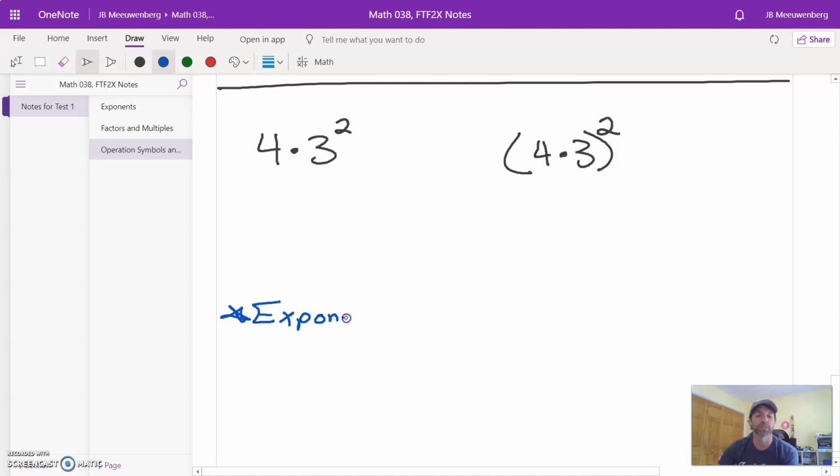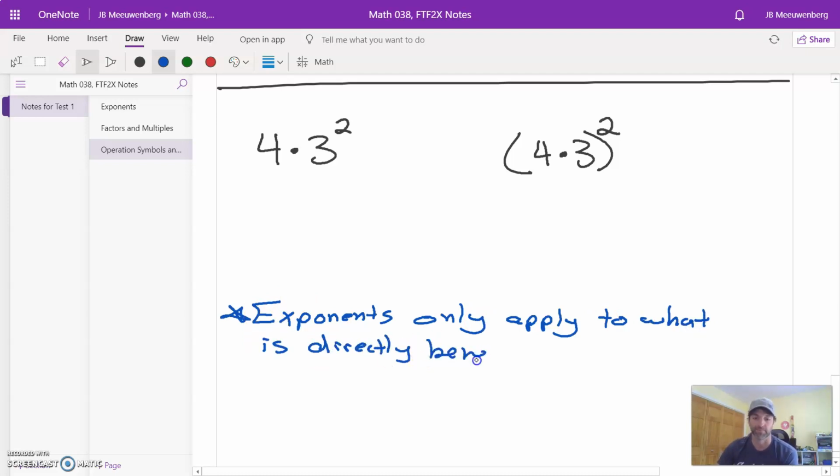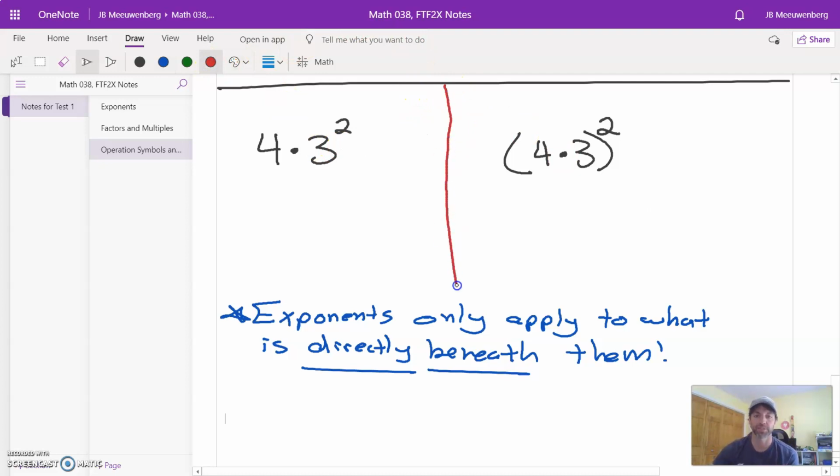It's so important. Exponents only apply to what is directly beneath them. Exponents only apply to what is directly beneath them. So, in the first problem, and these are two different problems. In this first one, what is directly beneath this exponent? Right here. It's the 3. So, in this problem, the 3 gets, call it squared. It gets the second power.